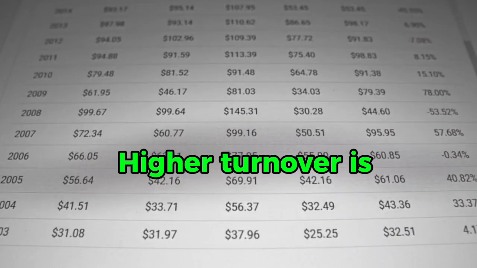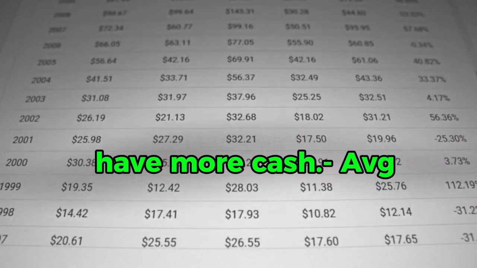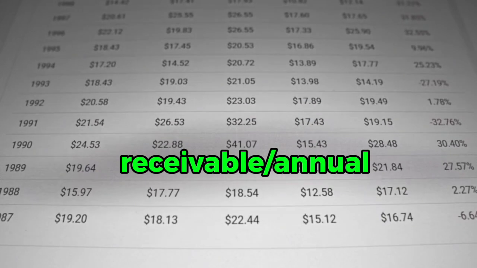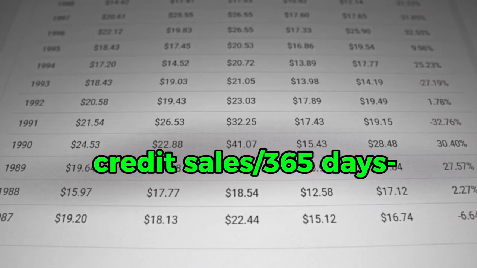Higher turnover is good because you have more cash. Average collection period equals accounts receivable over annual credit sales divided by 365 days.